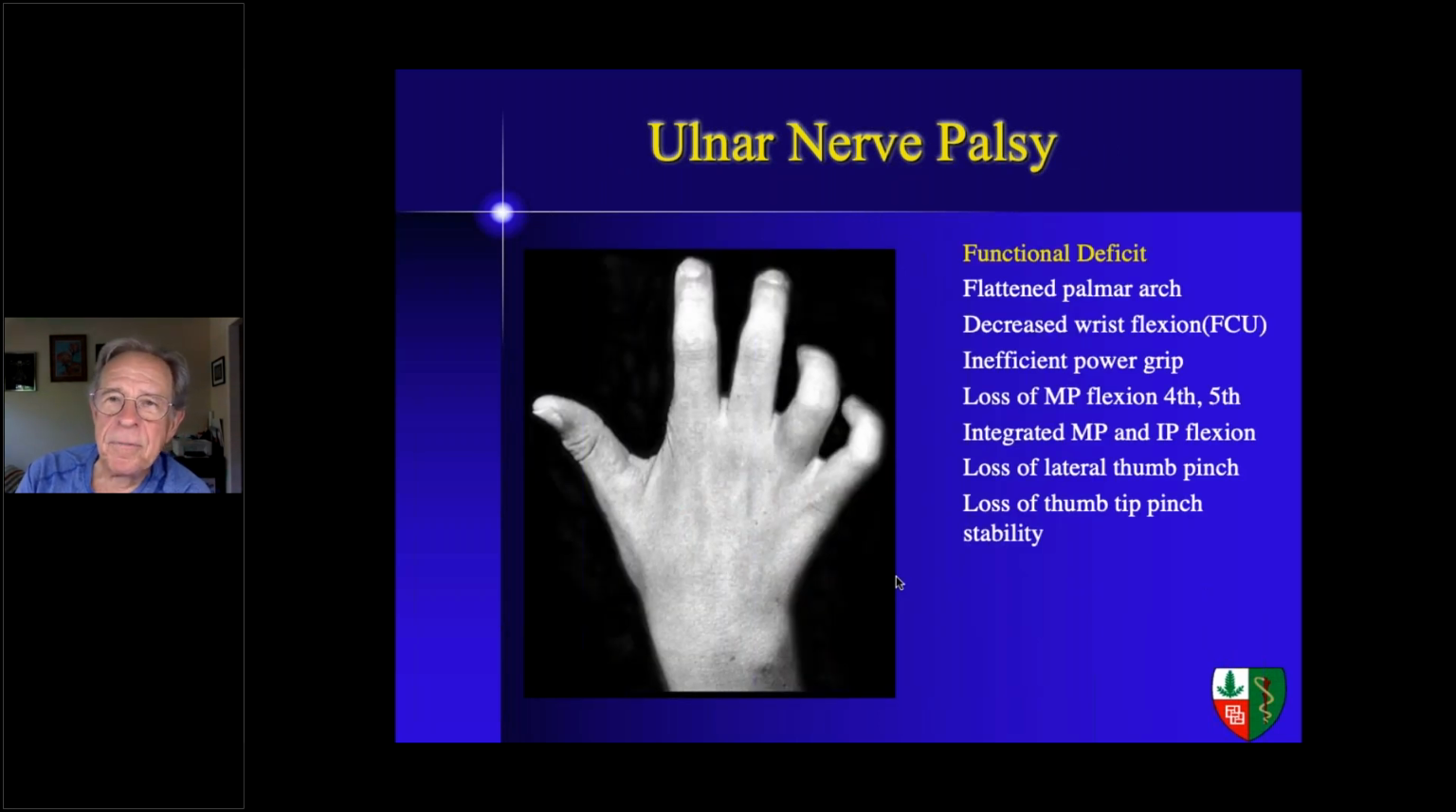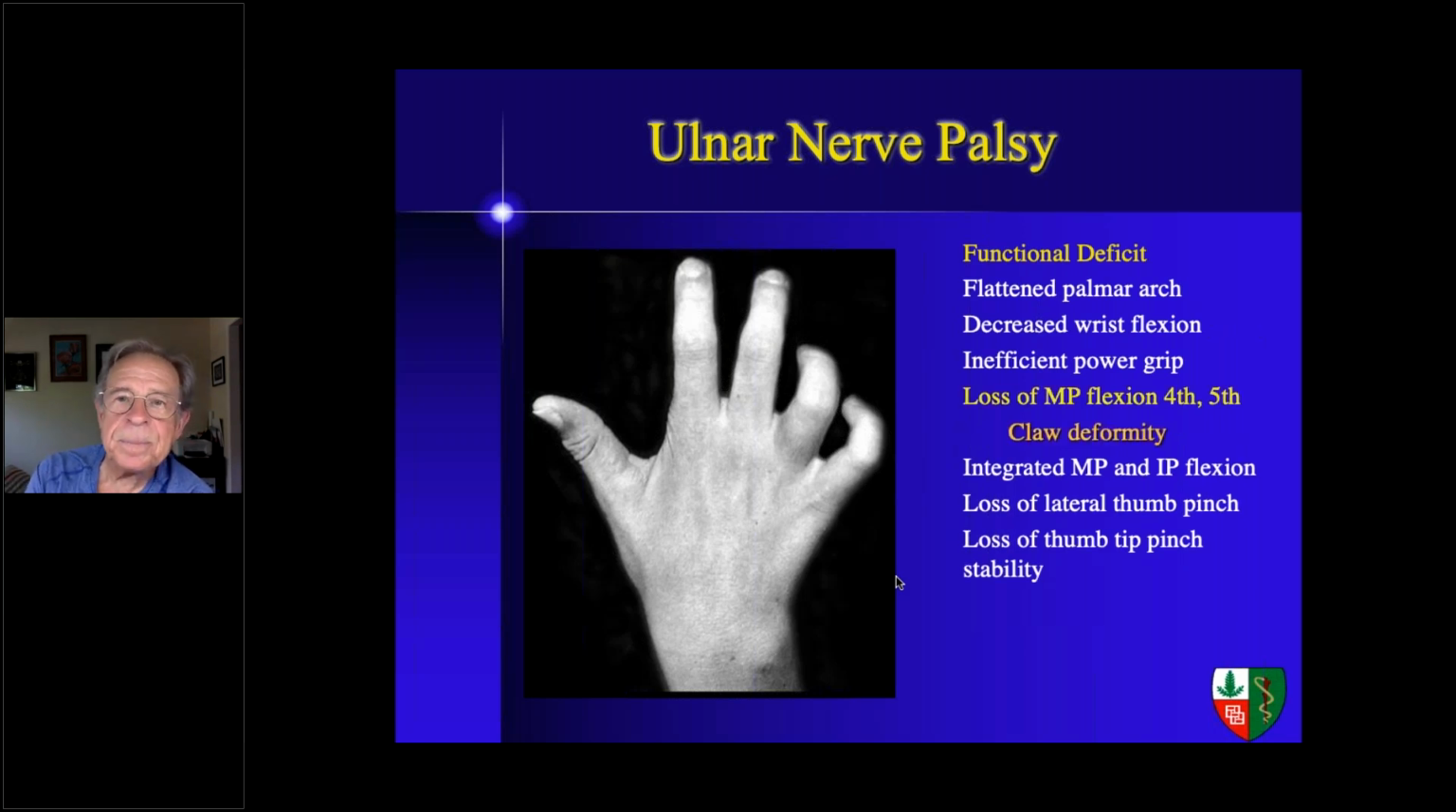So in an ulnar nerve palsy, we have the inability to cup the hand, so you have a flattened palmar arch. If the FCU is out, you have decreased wrist flexion power. The grip strength is going to be affected by the loss of the profundus muscles. You lose MP flexion. You lose integrated MP and IP flexion because of the loss of the intrinsics and the lumbricals. You have problems with loss of the key pinch or lateral thumb pinch, and problems with stability of the thumb in strong pinch at the IP joint of the thumb.